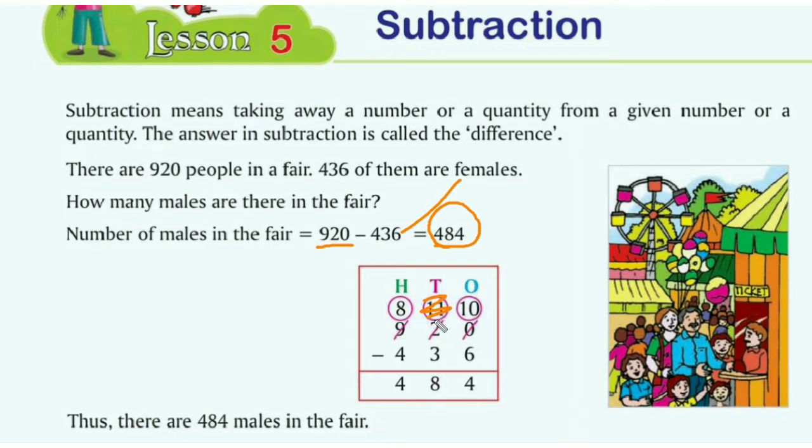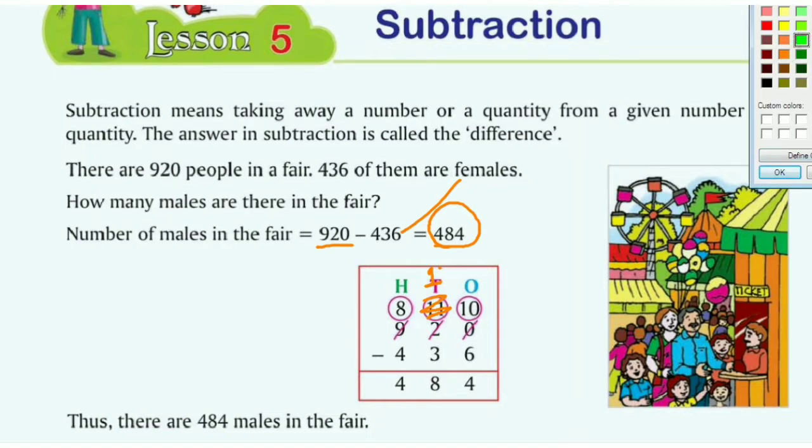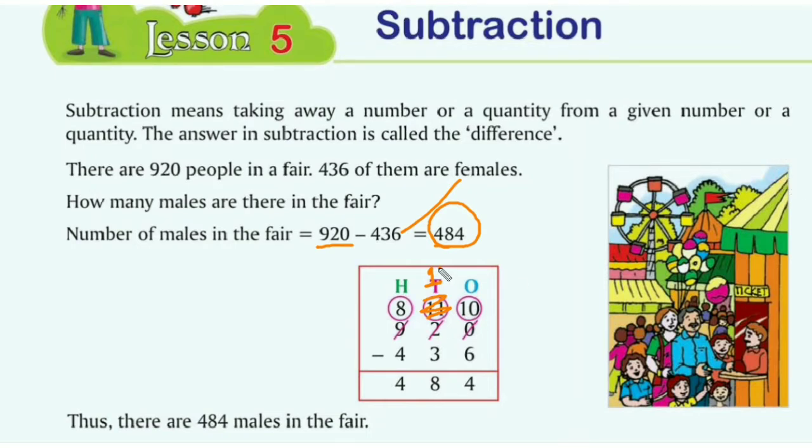I will tell you. Now see, 0 minus 6 is not possible, so we are taking a borrow from this 2. So 2 will give 1 ten to that 0 and it will become 1. So that 0 will become 10 and 2 will become 1. So 10 minus 6 equals 4, and now 1 minus 3 is not possible, so that 1 will take a borrow from the 9. So that 9 will become 8 and this 1 will become 11.